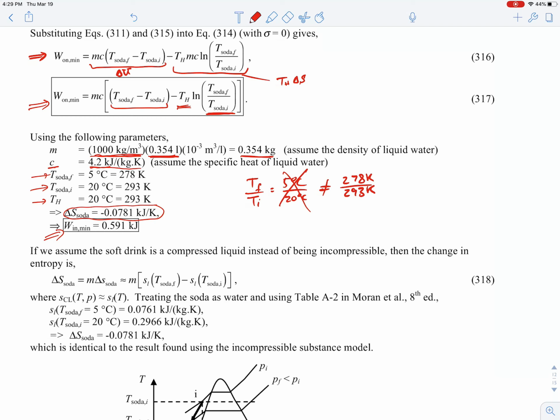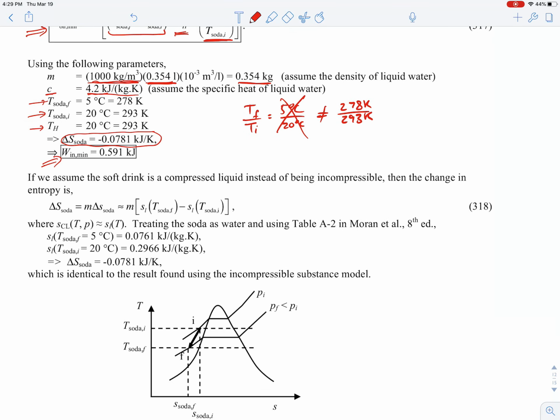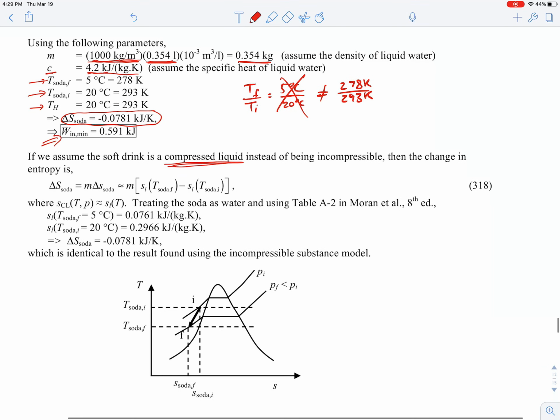So in this example, I used the incompressible substance model for the soft drink, but we could also treat it as a compressed liquid and use the table. So that's what is done here. So we're assuming that the soda is a compressed liquid. So the change in entropy for the soda would be the mass times the change in specific entropy of the soda.